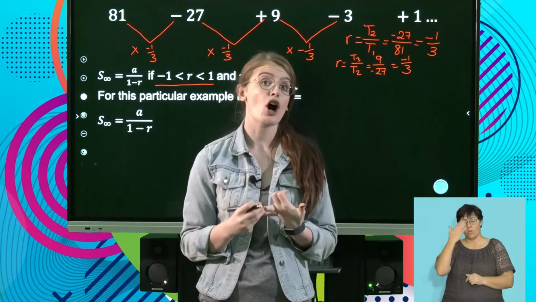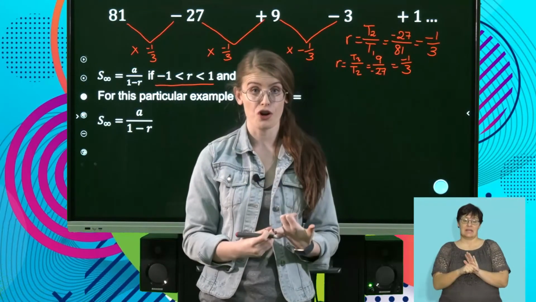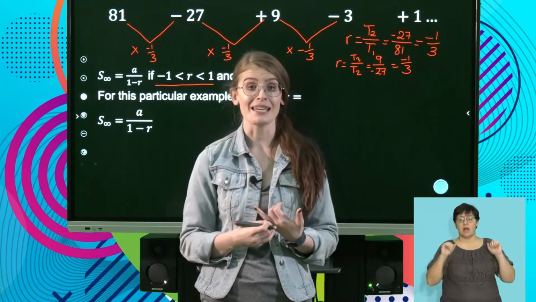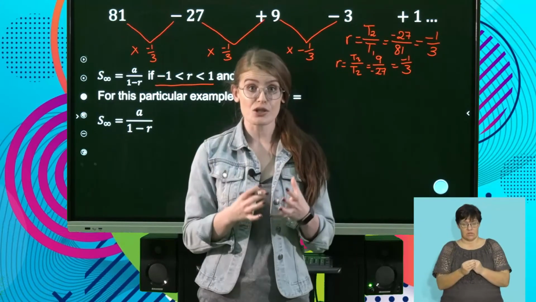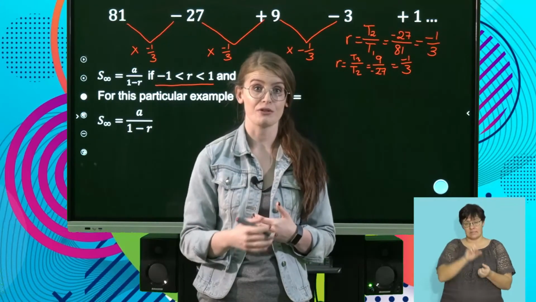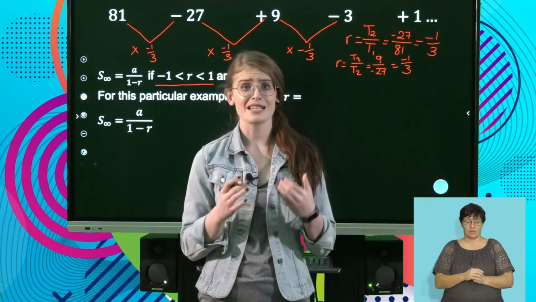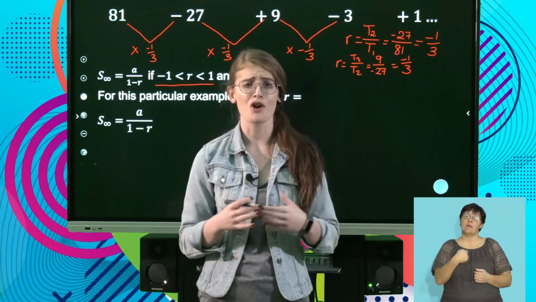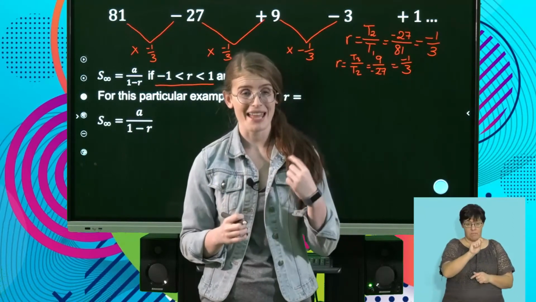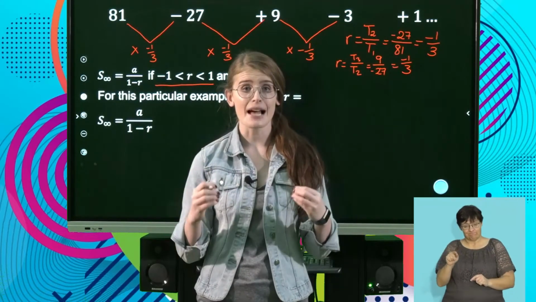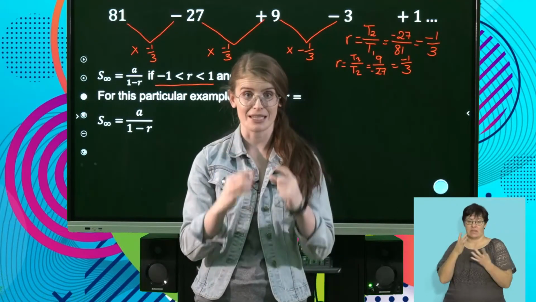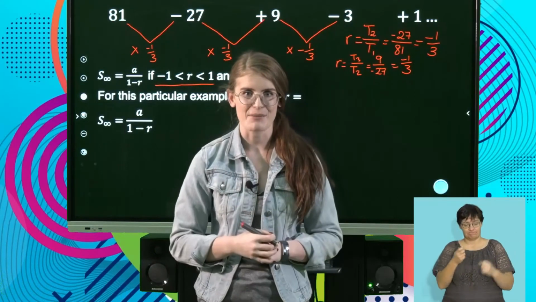I know that my common ratio is -1/3. Having my A and my R is going to allow me to substitute into the formula that's going to allow me to calculate the sum to infinity. Essentially, this formula says that if I were to add an infinite amount of the terms of the pattern behind me, this sum would get closer and closer to this specific number. Let's calculate the sum to infinity together.